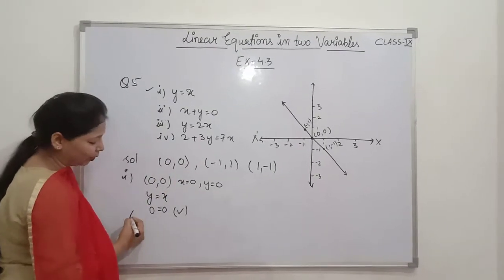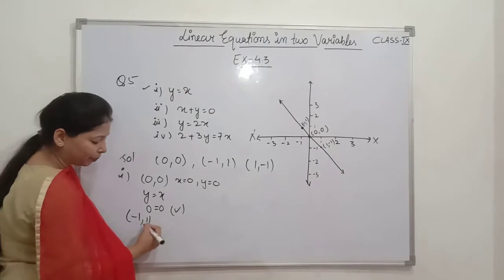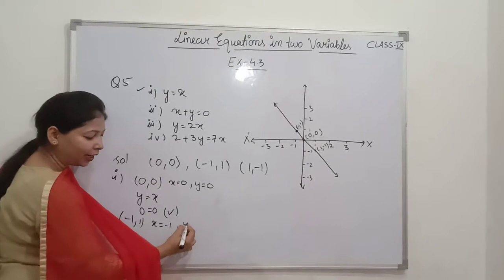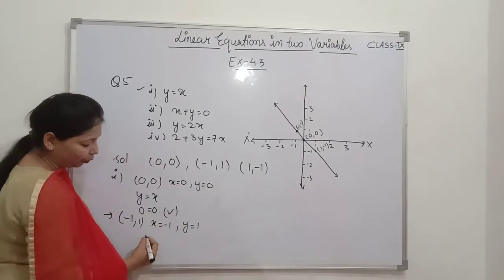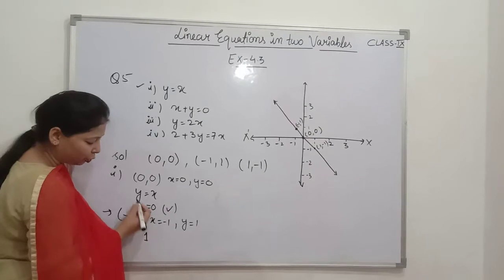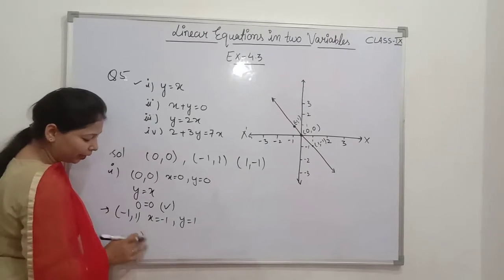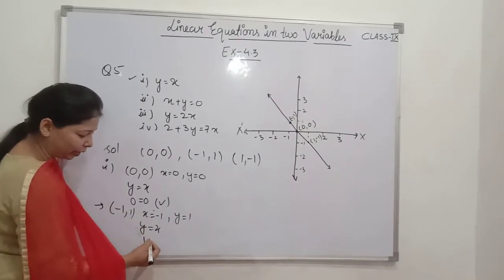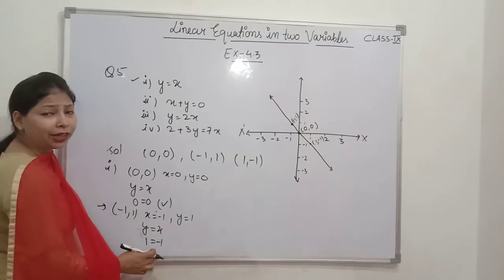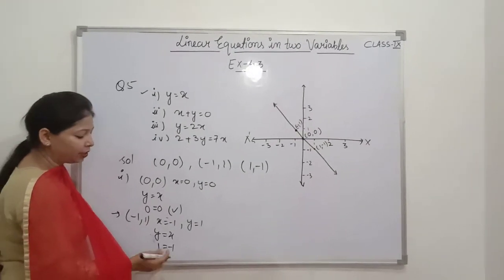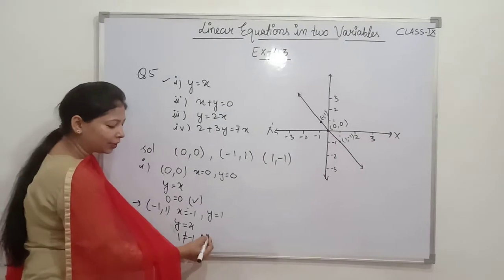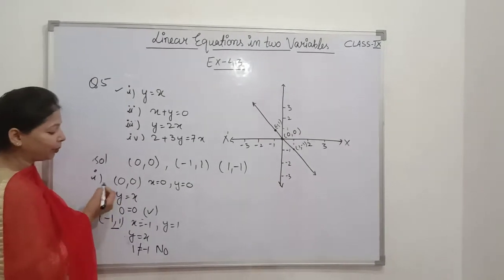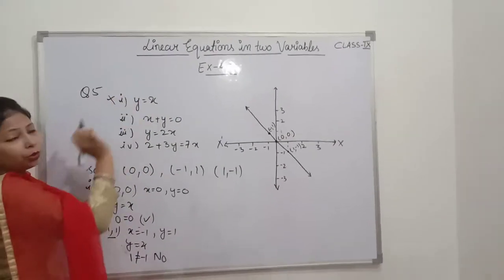Now move towards the second point. Second point is minus 1 1. In this point we have x equal to minus 1 and y equal to 1. Let us check whether it is satisfied or not. So the equation is y is equal to x. I will write here y is equal to x. I will substitute here, the value of y is 1 and the value of x is minus 1. Do you think that these two values are equal? No. So this point does not satisfy this equation. That means this graph does not belong to this equation.